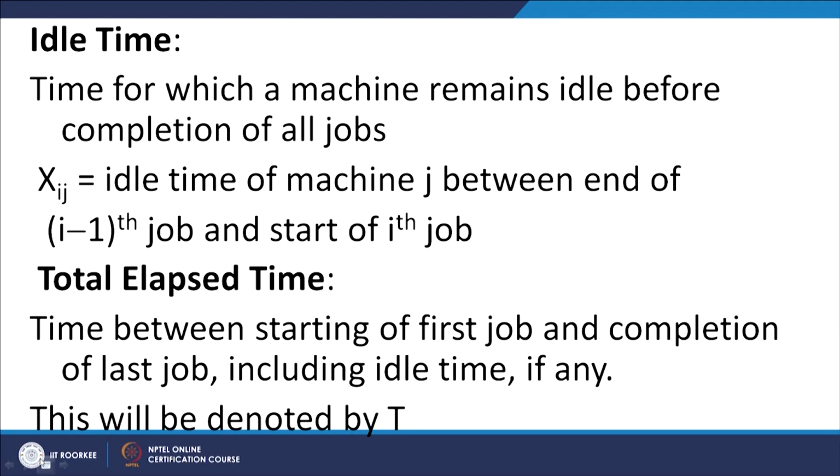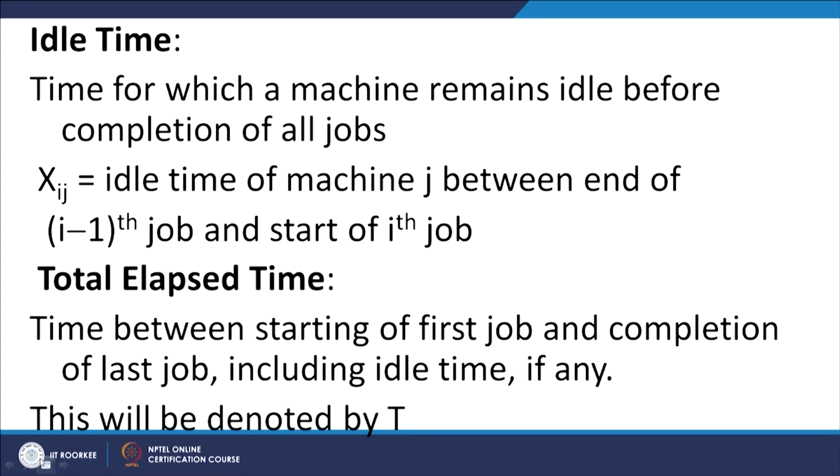Now, defining the idle time. What exactly do we mean by the idle time? The idle time is defined as the time for which a machine remains idle before completion of all jobs. Let us now define some variables, x_ij. x_ij denotes the idle time of machine j between the end of the (i minus 1)th job and the beginning of the ith job. That is why you need two indices, i and j.